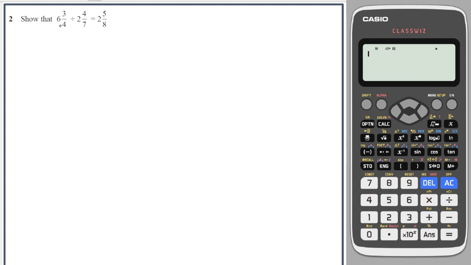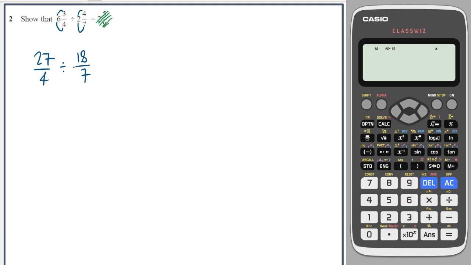Question 2, we're going to want to convert these into mixed numbers first. So I do 4 multiplied by 6, which gives me 24. And then I add 3, which gives me 27. So it's 27 over 4. Divided by, we do 7 times 2, which is 14, plus 4 is 18. So that's 18 over 7. It's a show that question, so I don't need to use the answer. I'm just going to refer back to that at the end.